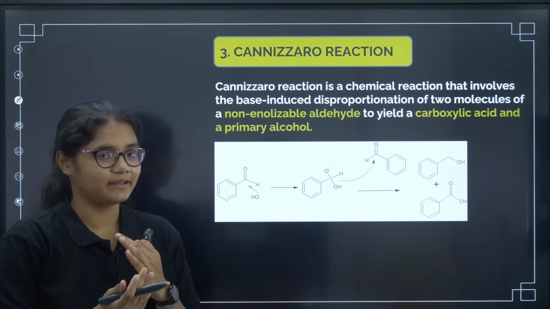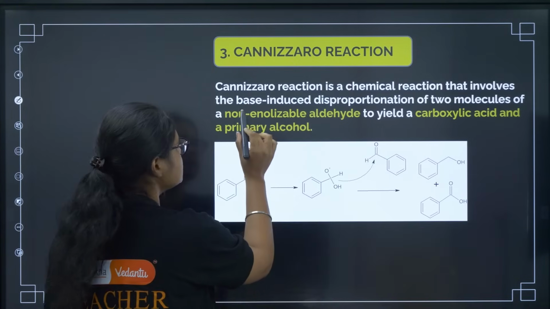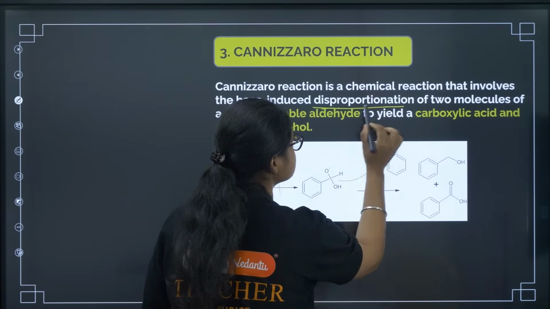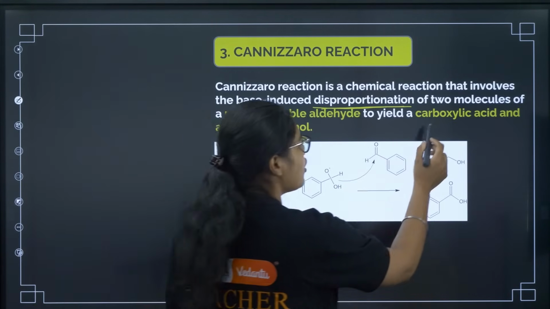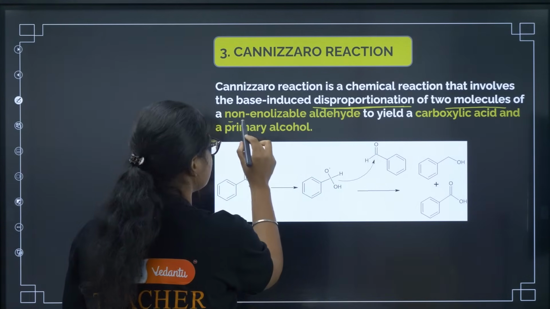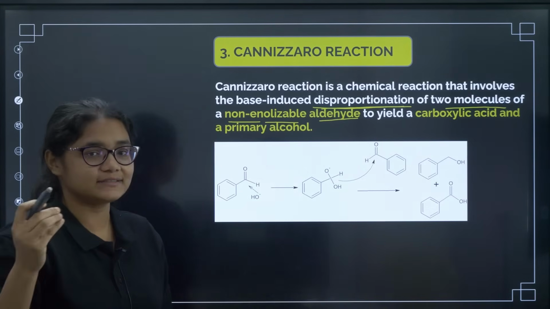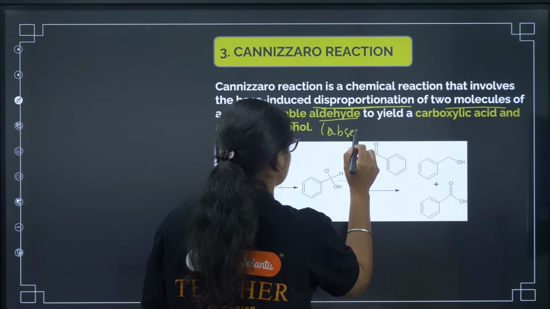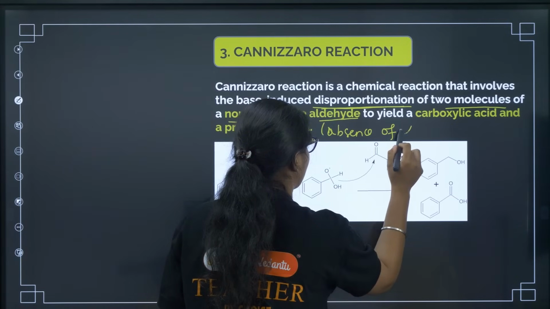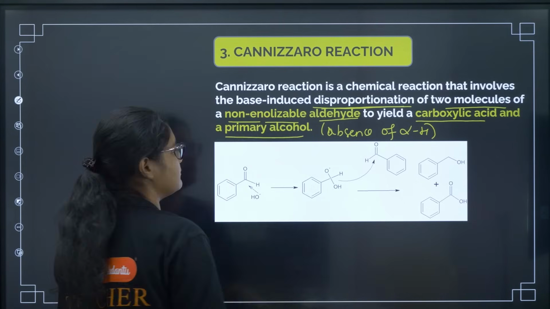Cannizzaro reaction, again a very important reaction. Cannizzaro reaction is a chemical reaction that involves a base-induced disproportionation reaction. Here the keyword is disproportionation reaction of 2 molecules of a non-enolizable aldehyde. What is the meaning of non-enolizable aldehyde? It means it has absence of alpha hydrogen, to yield a carboxylic acid and a primary alcohol.